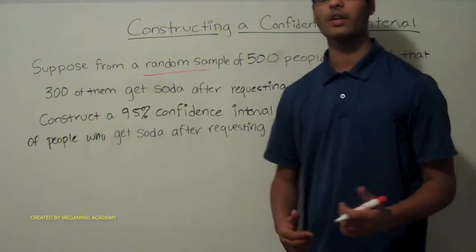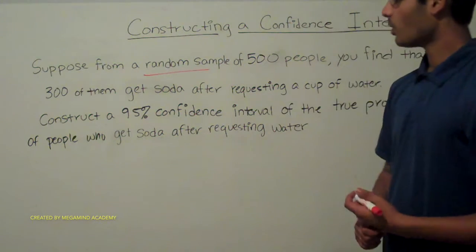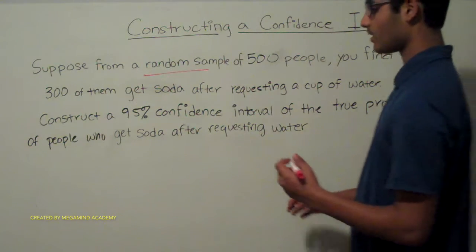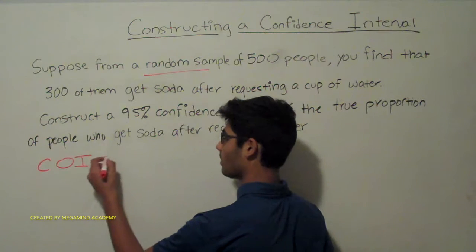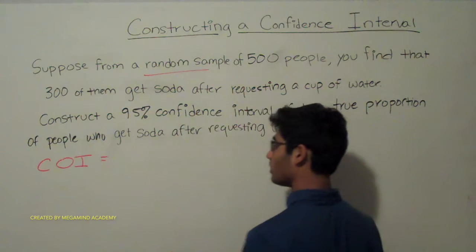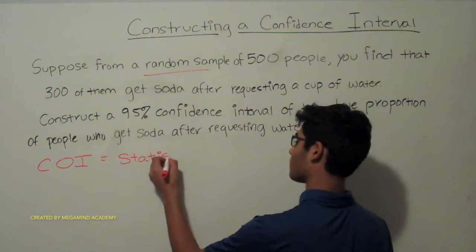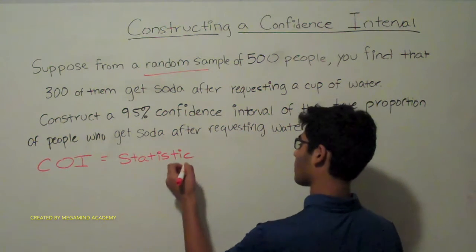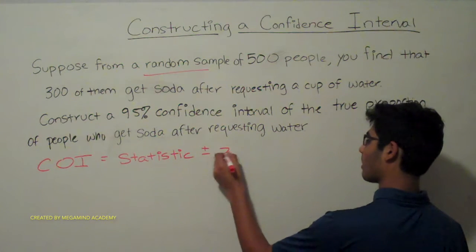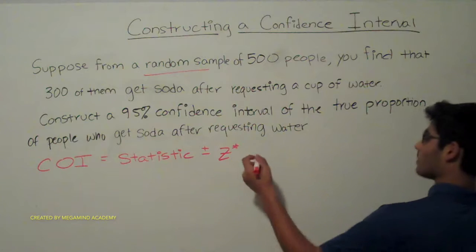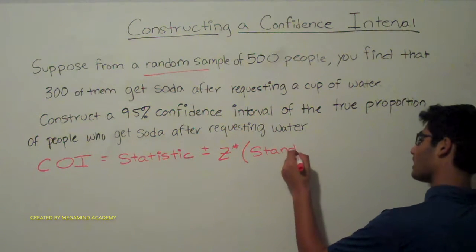Okay, so now we have to construct the confidence interval. How do we do that? Well, the formula for constructing a confidence interval, let's say CI, is equal to statistic plus or minus z star times the standard error, or standard deviation.